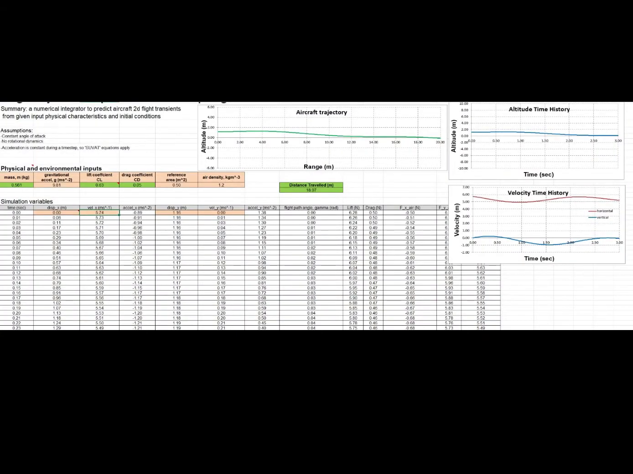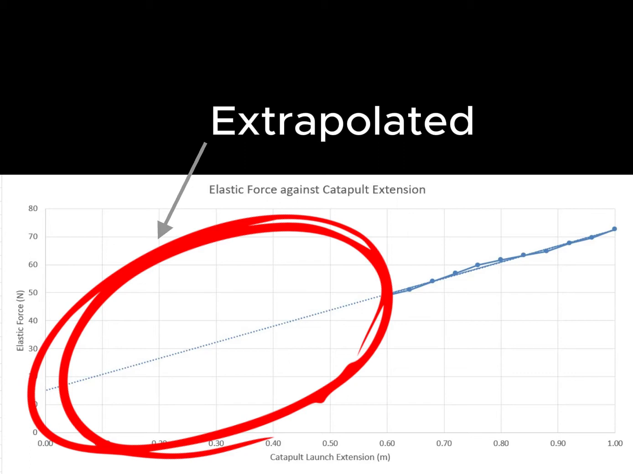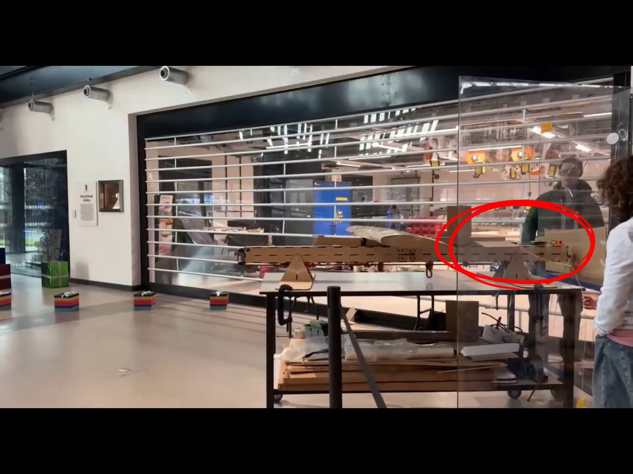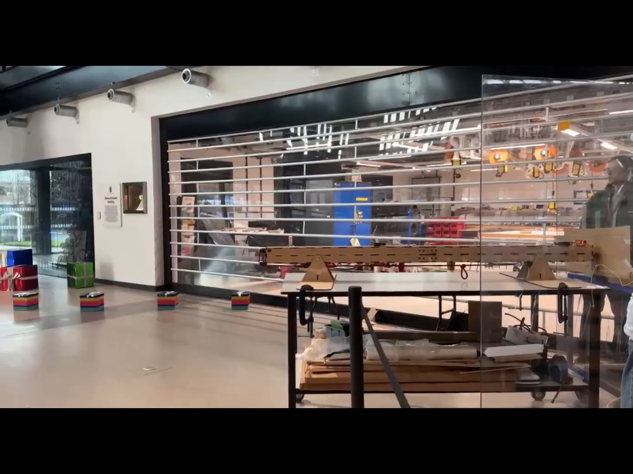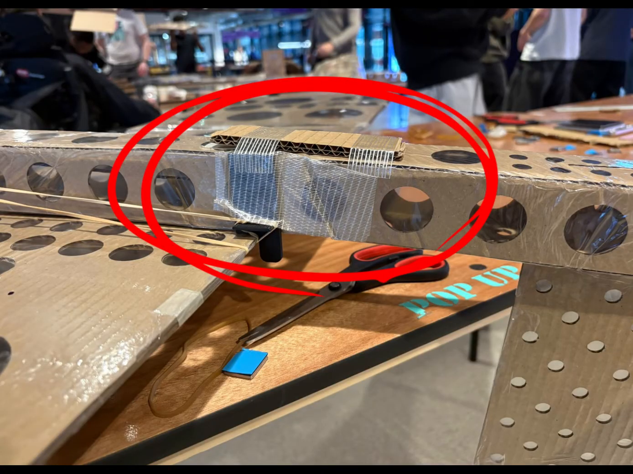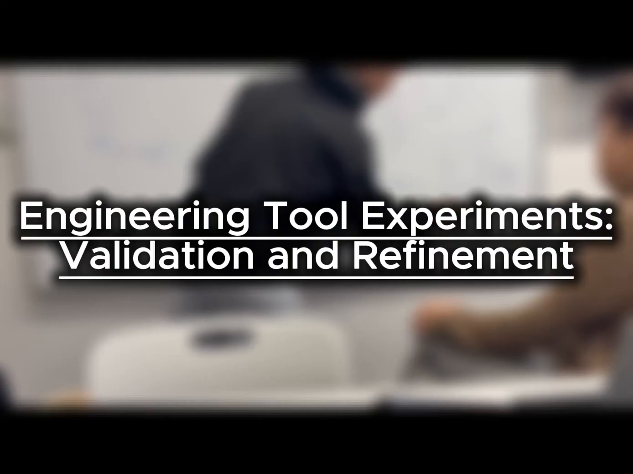The spreadsheet used a constant drag and lift coefficient. We assumed two things. Conversion of energy from elastic to kinetic is ideal, then applied a coefficient of loss. Then, the relationship remains linear from 0.6 to 1 meter extension on the catapult due to the lack of data on the extension in this range. Next, our static FEA only considered aerodynamic lift, omitting the point load acting on the empennage of the aircraft during launch, which was one of the reasons leading to the fuselage failure. Lastly, we assumed cardboard was a homogeneous material with uniform isotropic material properties for modelling purposes in CAD analysis.